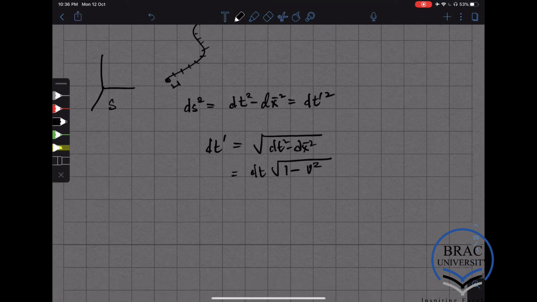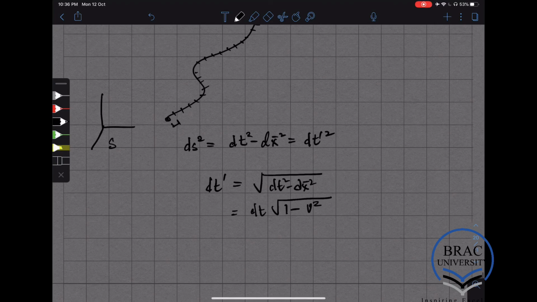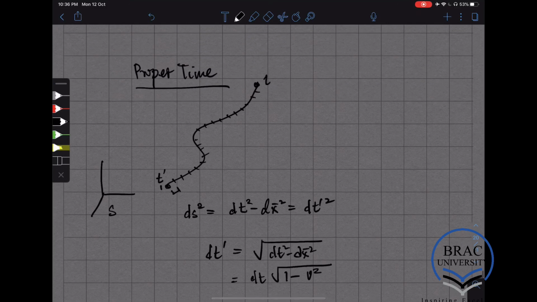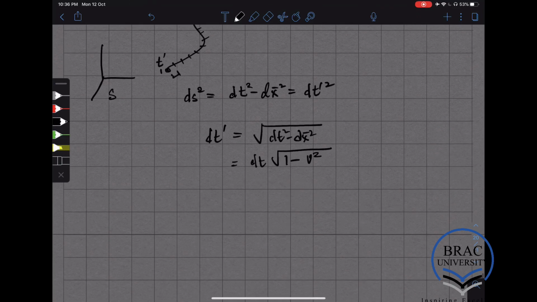And so what we find is that if the clock attached to the particle started at t1 prime and ended at t2 prime, then we can figure out that time interval by integrating this equation from t1 to t2. On the right-hand side, the time is the time in the S reference frame. So we integrate dt times the square root of 1 minus v squared, where v squared is, of course, a function of time. This is known as the proper time.